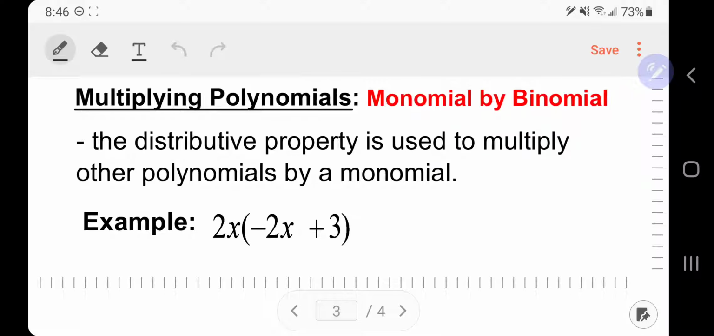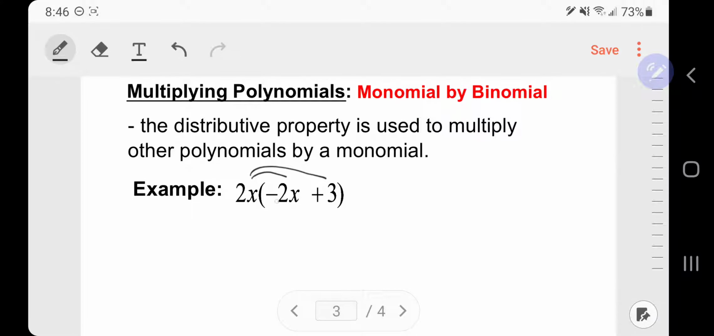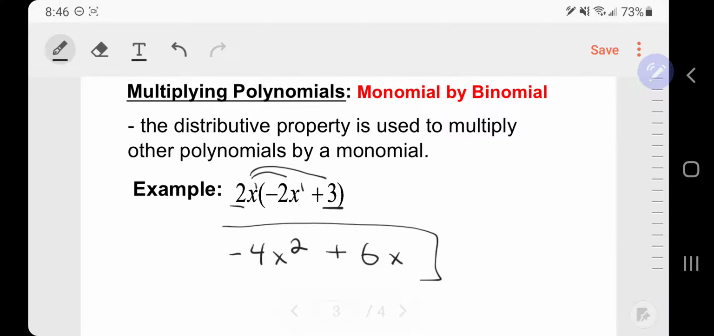Okay, so here, starting to multiply by a polynomial, starting here with what is a binomial. So this one, pretty much the same as distributive property. You're going to distribute that 2x and then follow the rules for multiplying by a monomial. So 2x times negative 2x, that would be 2 times negative 2, which is negative 4. And then x to the first times x to the first gives me x squared. So that's my first term multiplied by my first term. And then I'm going to do 2x times 3. 2 times 3 gives me 6. And then x times, we don't have an x, so we just move that 1x over. There's my solution.